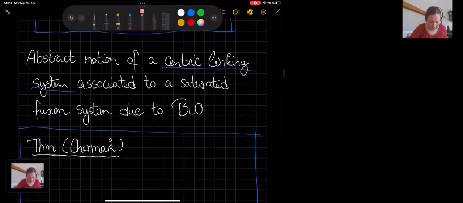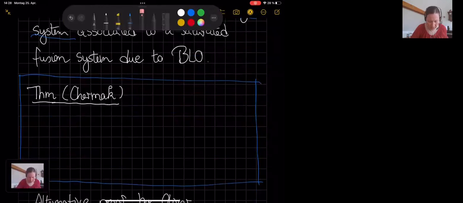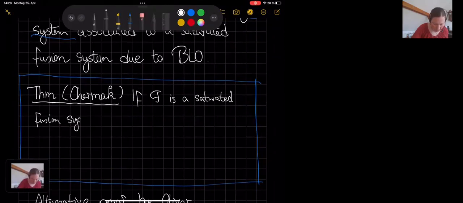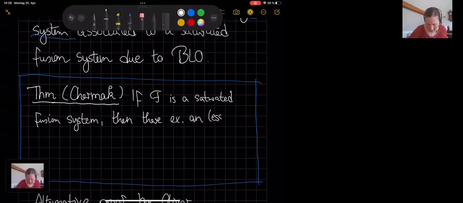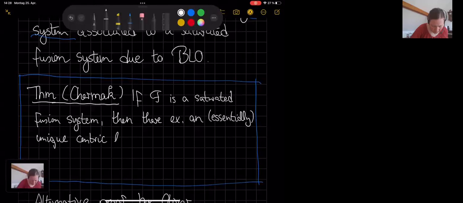So let me first say that there is always such a thing. That was an open conjecture for many years, but then Chermak proved that if F is a saturated fusion system, then there exists an essentially unique centric linking system associated to F.